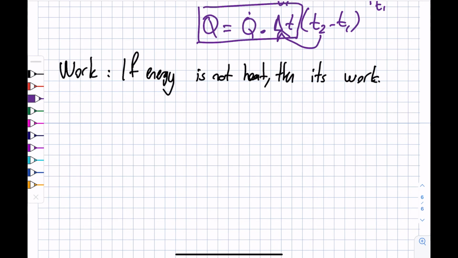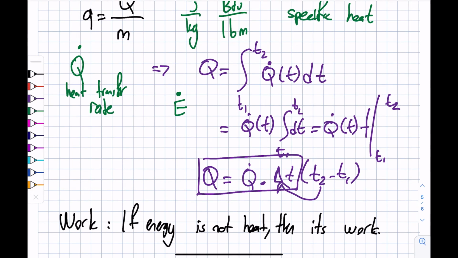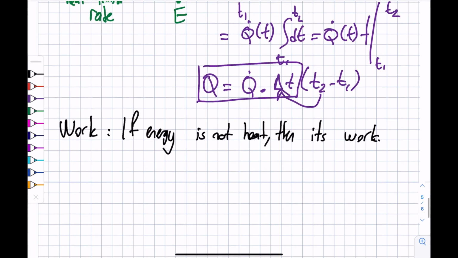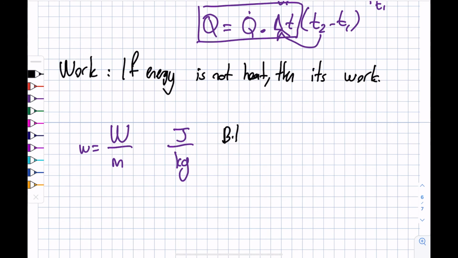I have the same things as what I did up there. Q divided by m is called the lowercase q. Same thing over here: lowercase w will be capital W divided by mass. Units-wise, that is joule per kilogram. By the way, I keep saying joules, but joules is so small. Typically we use kilojoules, but the other unit is BTU per pound mass. So these are the units of it.